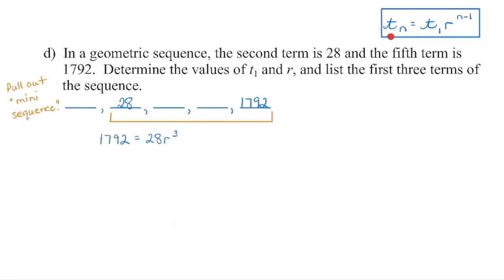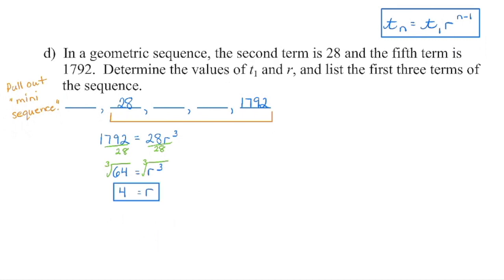The last term in our mini sequence is that 1792. We have the first term as 28, and we're looking for the value of that common ratio, knowing that we have 3 of them to get from here to here. The first thing we're going to do is divide out that 28. We're trying to isolate r, and when we divide out 28, we get r cubed isolated. In order to get rid of a cubed, I'm going to cube root, and when we do that, we get the common ratio of 4.